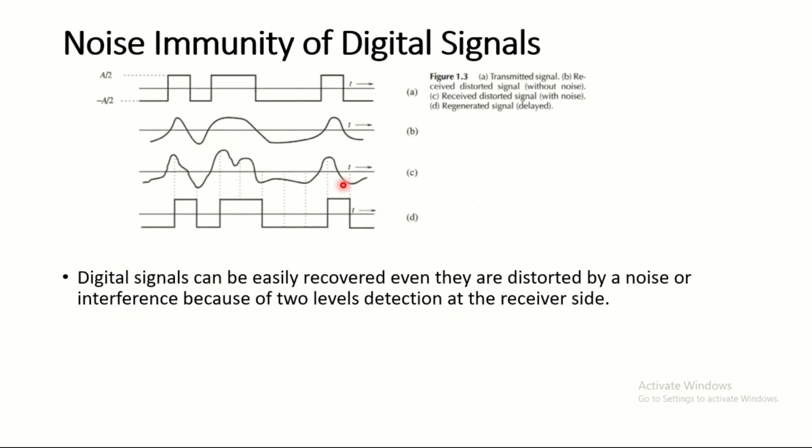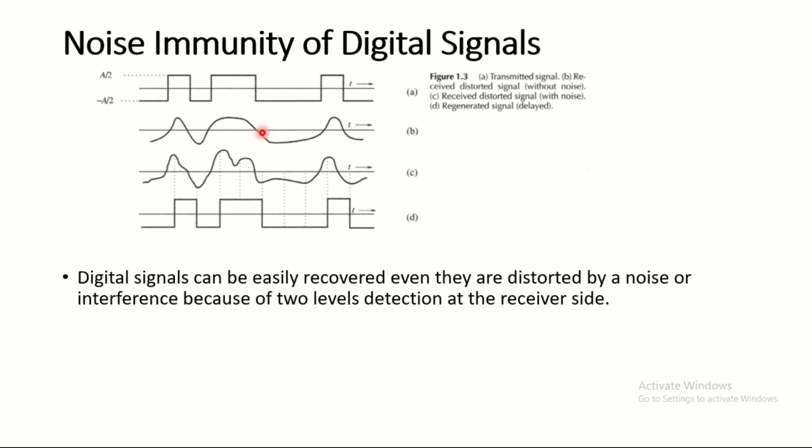Now we will see the immunity of digital signals. Generally, digital signals are said to be immune to noise, meaning that a digital signal can efficiently deal with noise and distortion. Looking here, we have a digital signal. In this digital signal we have two levels: A over 2, a positive level which represents a 1, and a negative level which represents a 0. So any positive level will represent a binary 1, and any negative level will represent a binary 0. If this signal is transmitted through the communication system, it will be distorted as well as noise will be added to it. At the receiver, if the receiver receives a positive level, it will decide that the transmitted signal was a 1. Similarly, if the receiver receives a negative level, it will decide that the transmitted signal was a 0.